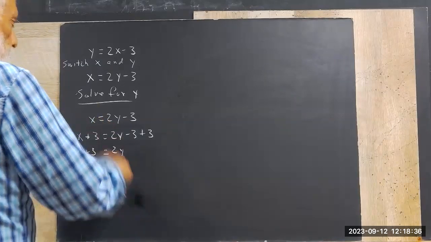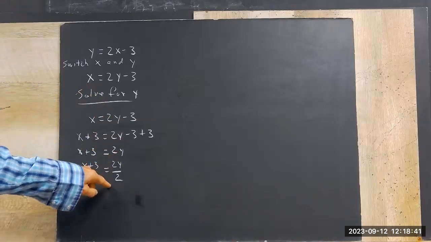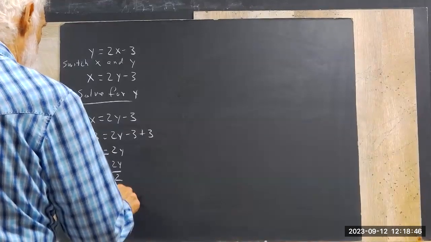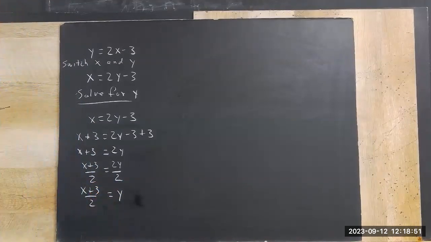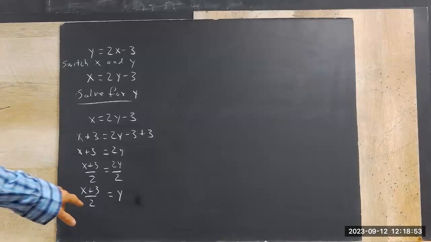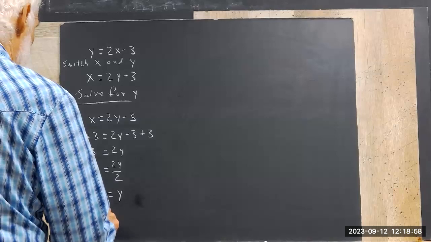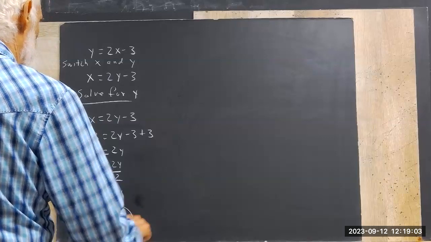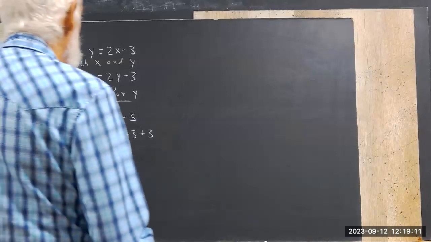Now, people draw a line through that. I don't like the line. 2 divided by 2 is 1. 2 is divided by 2 here. And that leaves you y. And x plus 3 is divided by 2. And we don't draw lines through anything here. Okay? And that's your solution. So y equals x plus 3 over 2. This is your inverse function.